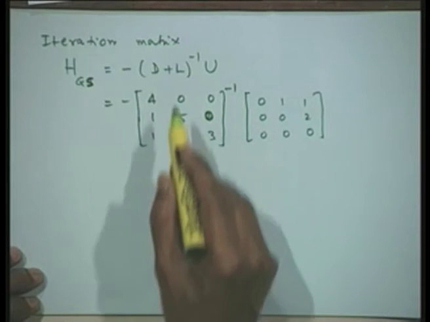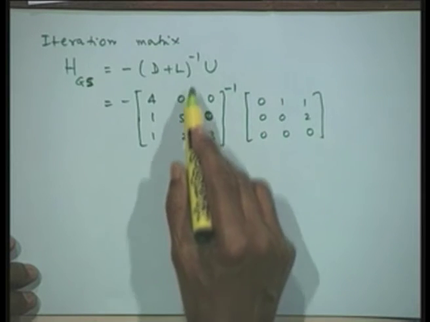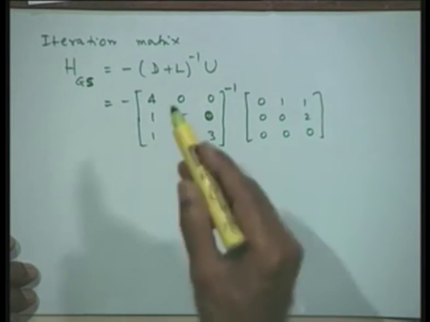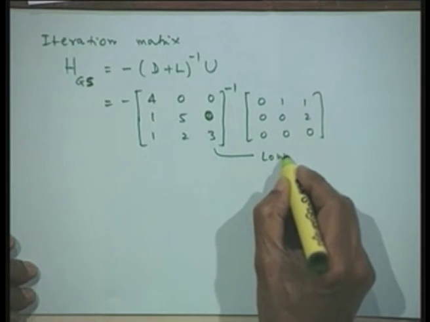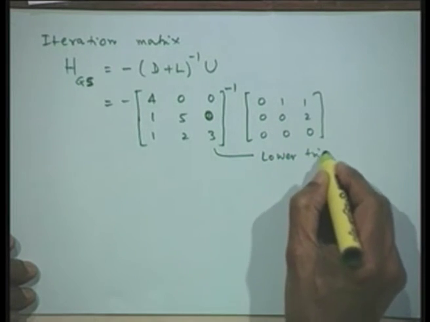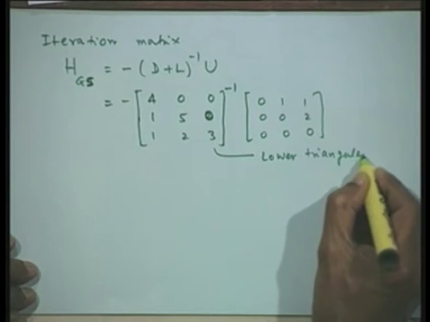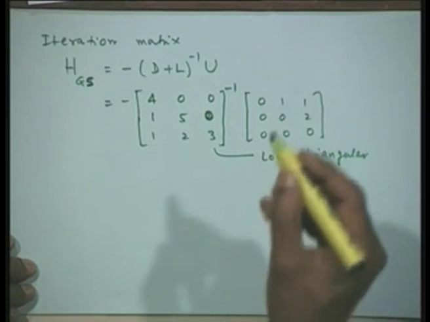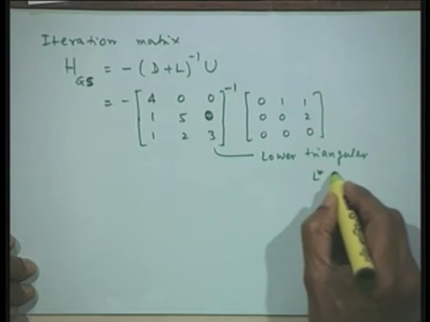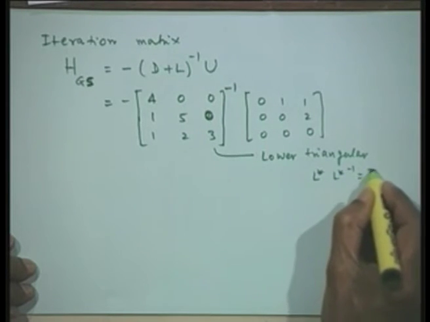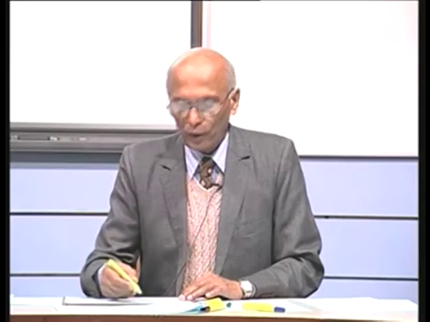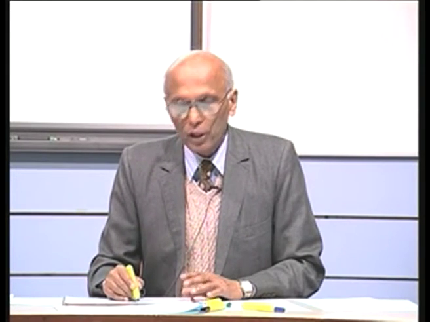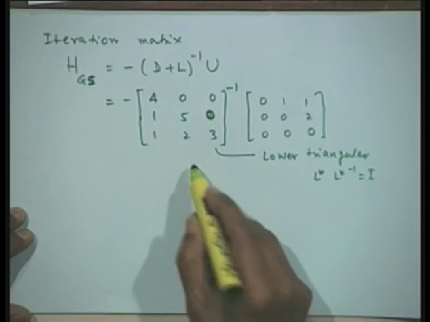Now D plus L is always lower triangular. Therefore I can obtain its inverse by using the property that L star inverse times L star is equal to I. So I can use that, this is a lower triangular matrix. In general, we use that notation, let us call it L star, and use this property along with forward substitution. I am talking of a big matrix. For a small matrix we can do it directly, but when the system is very large, I would use this notation.